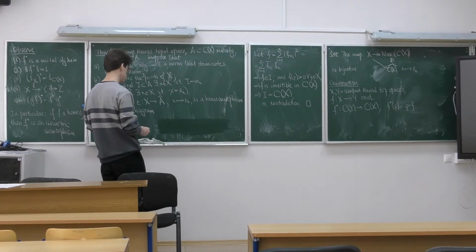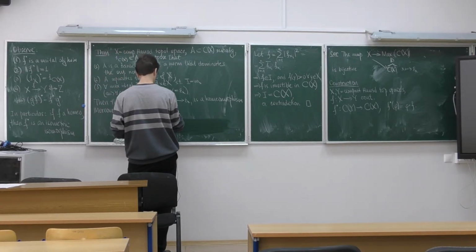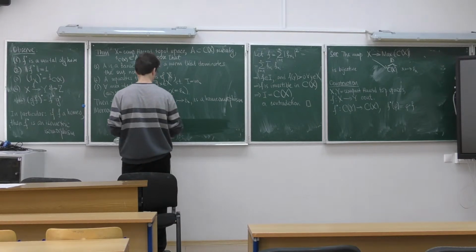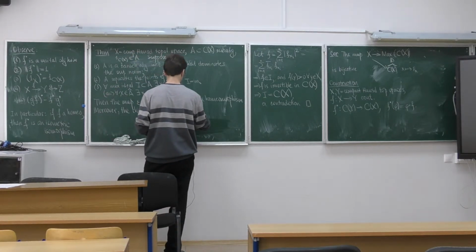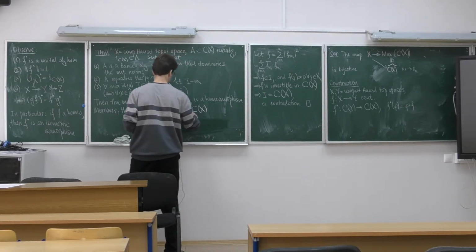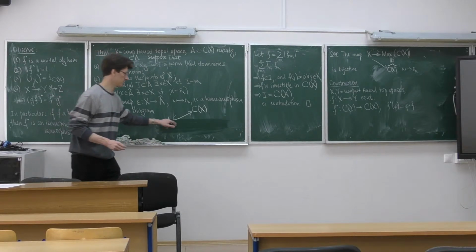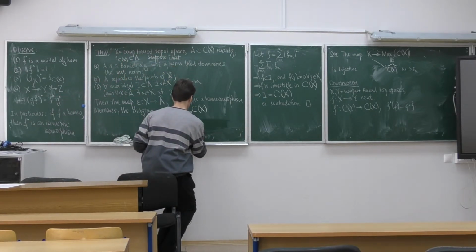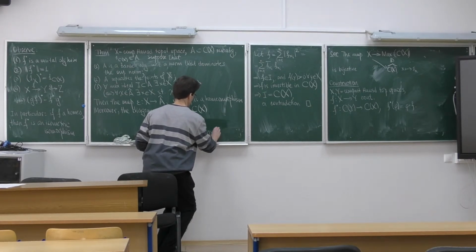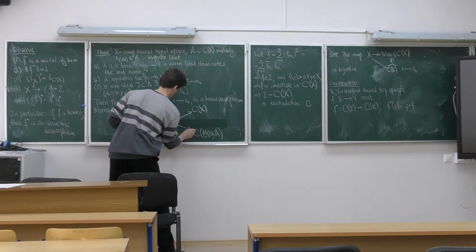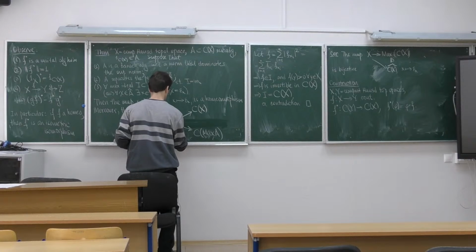And here's the diagram. This is A. This is C of x. So we have the inclusion map here, just the inclusion map, because A is a subalgebra in C of x. We can also consider the algebras of continuous functions on the maximal spectrum, and the Gelfand transform, which acts from A to this algebra.